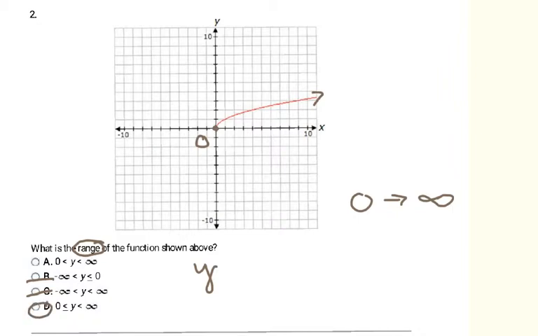Anytime you have these two less than symbols by a variable, that just means in between. So that means the range, or y, is in between 0 and infinity.